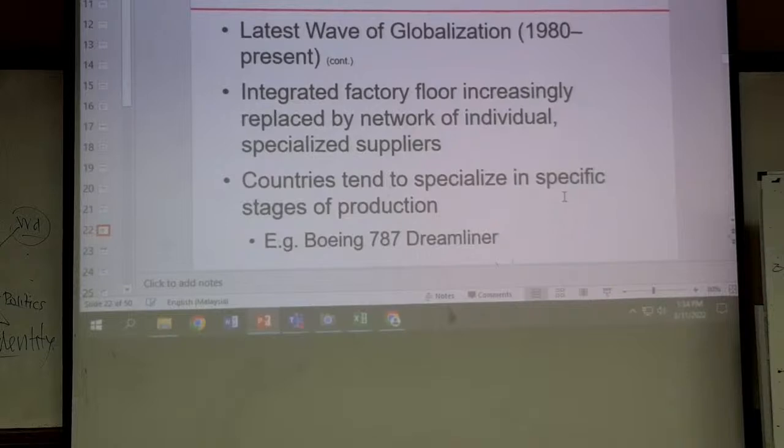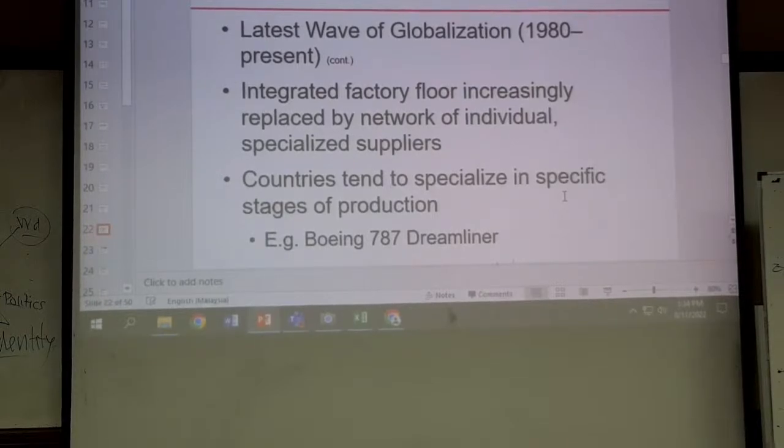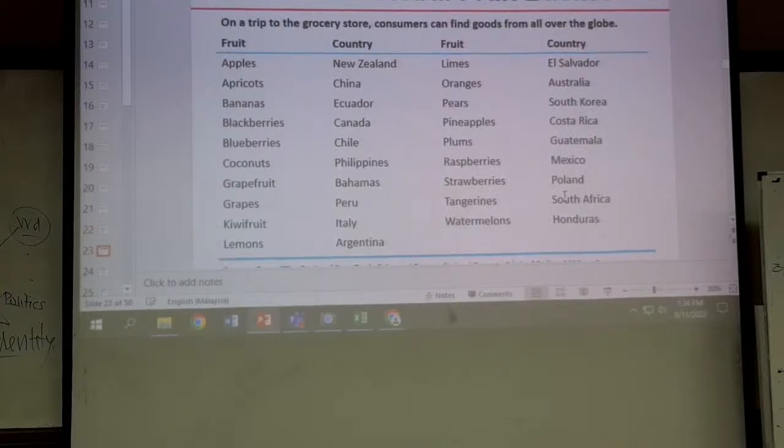Countries tend to specialize in specific stages of production: raw materials, processing, components. Of course, Vietnam, for example, in the past, but today Vietnam has become a new China, factory of the world, because of low cost of labor. China is no more low cost today, labor. That's why this orange, this morning I had an orange from China.